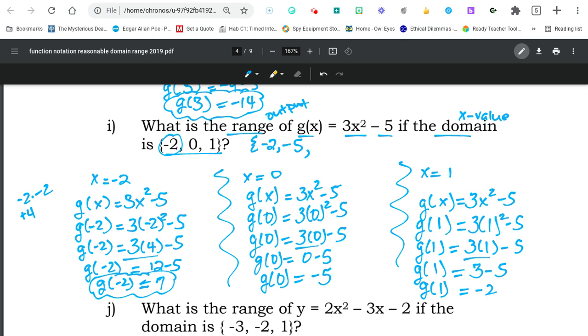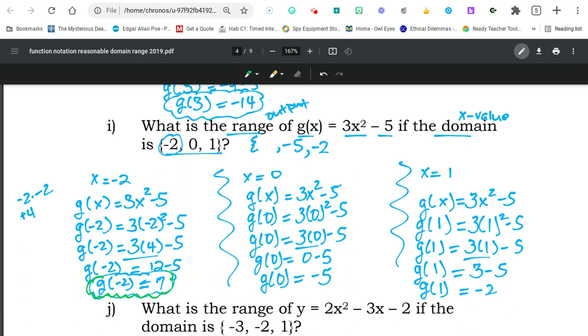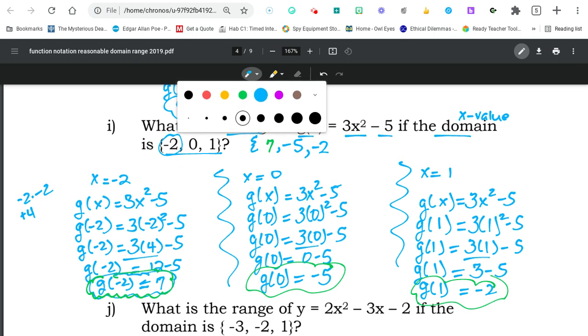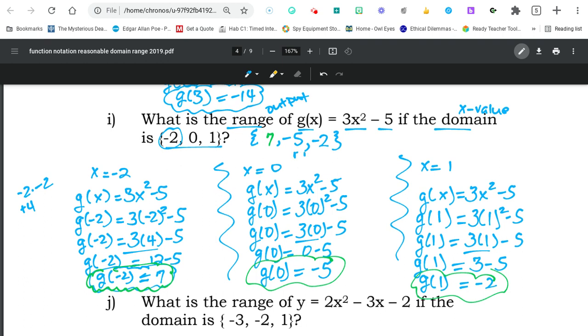Oh, I see that I wrote something wrong, and you all probably caught it. When I put in an x of negative 2, I got out a y of 7. So this first one should have been 7, then negative 5, and then negative 2. I wrote the x value down again, so I apologize. I caught it, just caught it later. All right, so this represents my range when this is my domain.